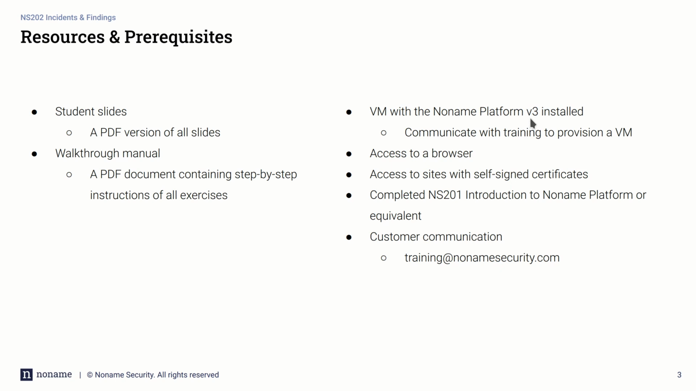Now, to access this VM, you need access to a browser, to the no-name platform that is in the VM. You need access to a browser. You need access to sites with self-signed certificates. The no-name platform installed in these VMs is served using a self-signed certificate. And of course, you need to have completed NS201, Introduction to No-Name Platform, or equivalent.